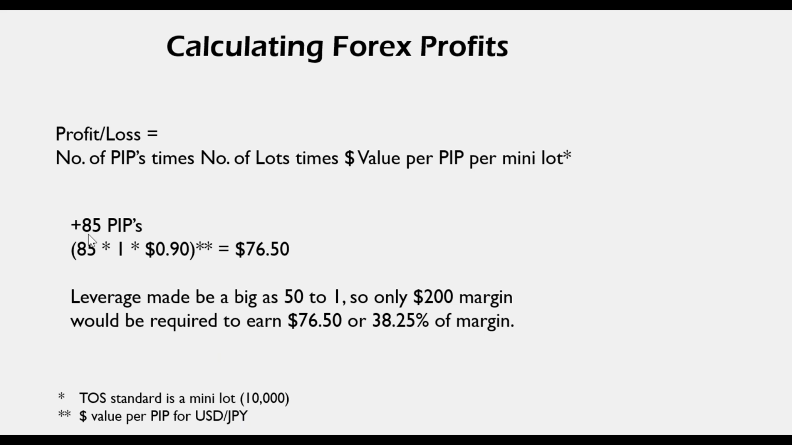So we had a profit of 85 pips, or $76.50. The leverage on Forex can be as big as 50 to 1, and the margin is only $200 per mini lot. And the mini lot, again, is 10,000 units. You got $200 margin. We made $76.50 in 2 days. So that was a profit of 38.2% of margin.